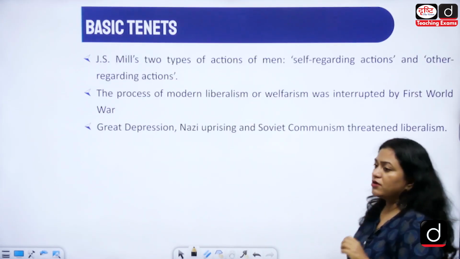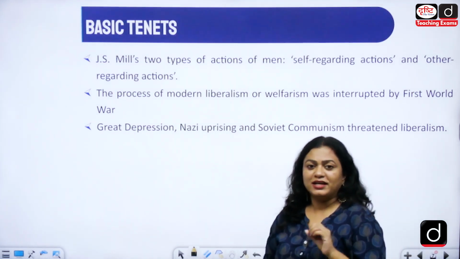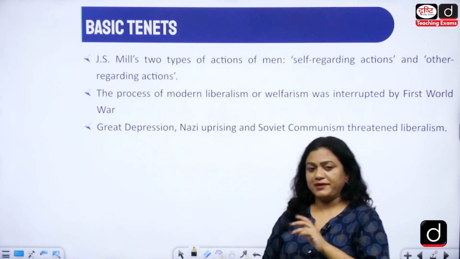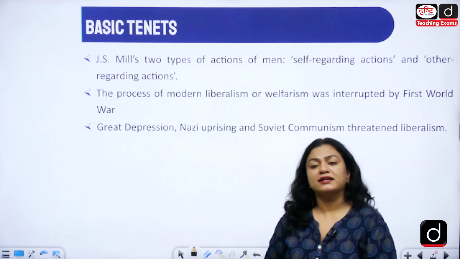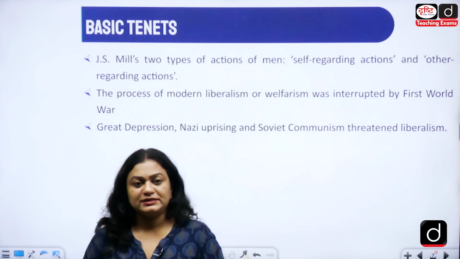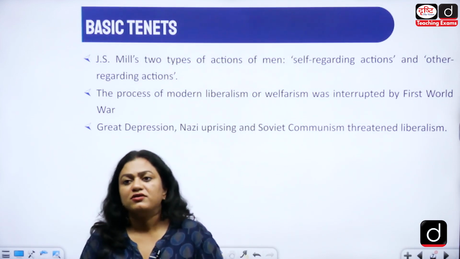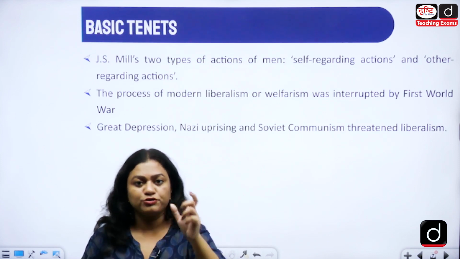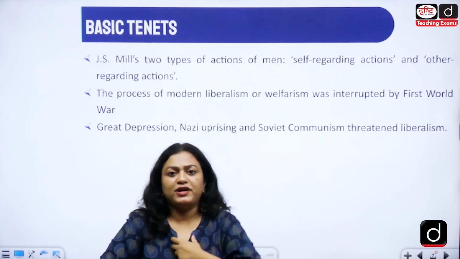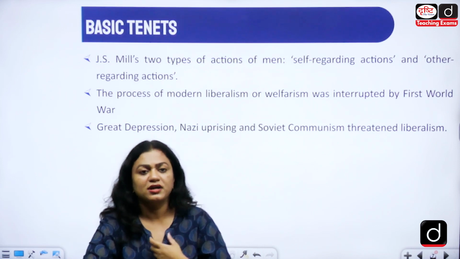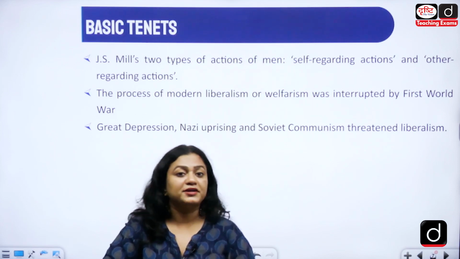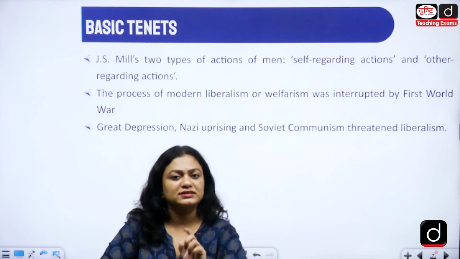J.S. Mill, or John Stuart Mill, his ideas appeared during this crucial time. J.S. Mill propounded two types of actions: self-regarding actions and other-regarding actions. In his idea on liberty, he said there are two types of actions basically. One is the act you do which has an impact on yourself only. So if I do something that is going to have an impact on myself only, and it is not going to hurt others, that is a self-regarding action.